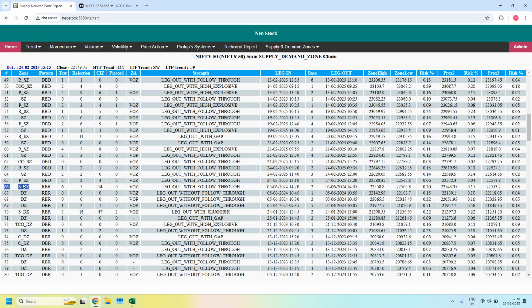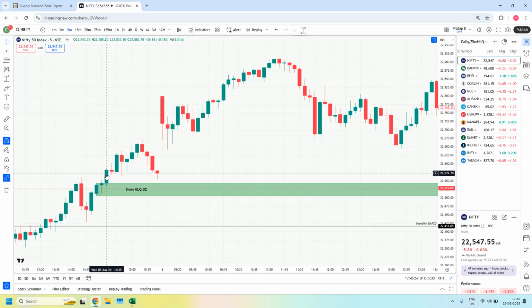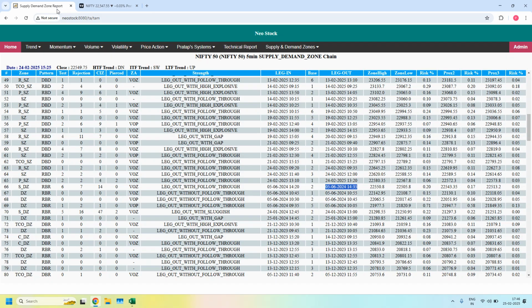See the report? Serial number 66. Look into the timestamp. Fifth zone, 420 is the leg-in. 2 base candles. Fifth zone, 2024, 1435 is the leg out. See, this is the 1435 candle. Fifth zone. This is the 5 minutes high liquidity demand zone.